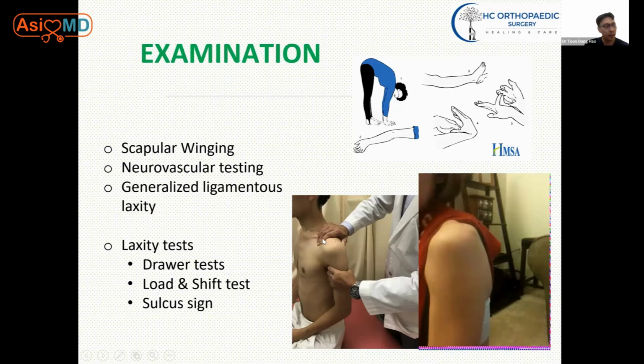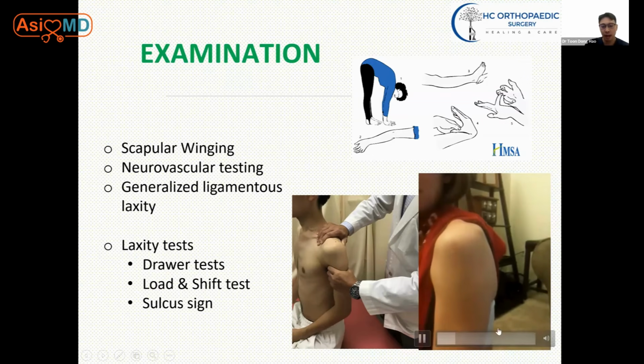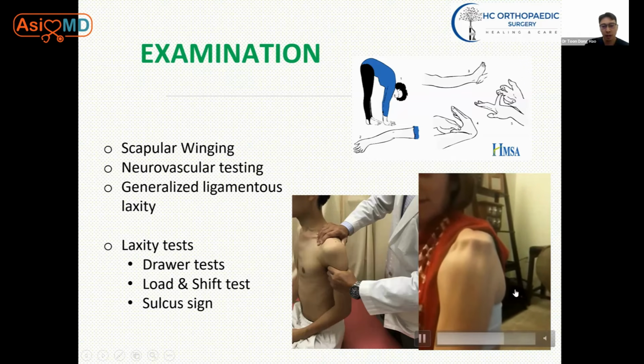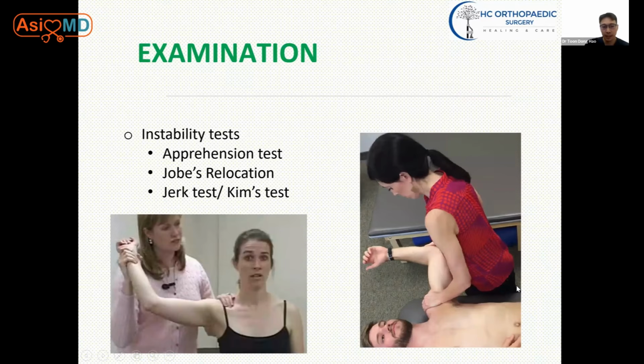In terms of examination, we need to check the neurovascular status, like we mentioned. Also check for scapular winging or any generalized ligamentous laxity, such as the Brighton score. We usually do a few laxity tests. Laxity is to check how stable, or within the physiological range, how lax the shoulder is. And also we will do instability tests. The most commonly done is apprehension.